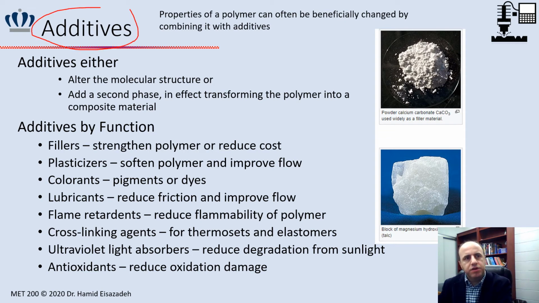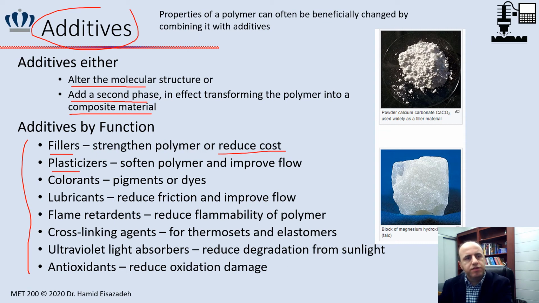An additive can change the polymer in two ways. First, it can change the molecular structure, and second, it can add a second phase and make the polymer somehow a composite material. And we have various types of additives. First, filler. It can be used to increase the strength of the polymer or reduce the cost of the material.